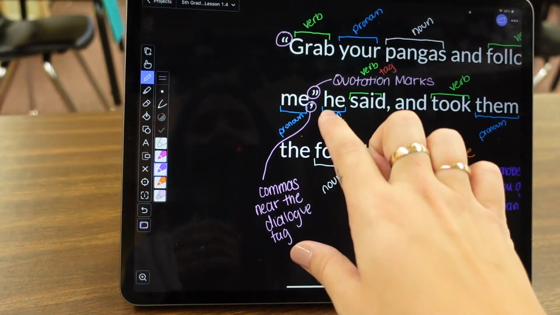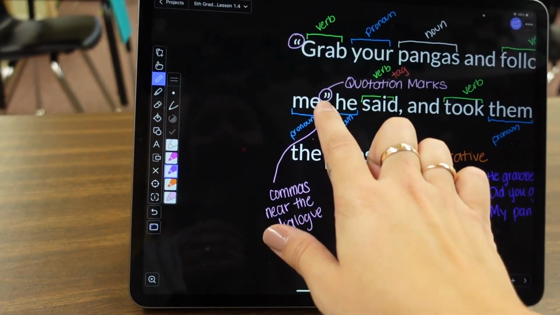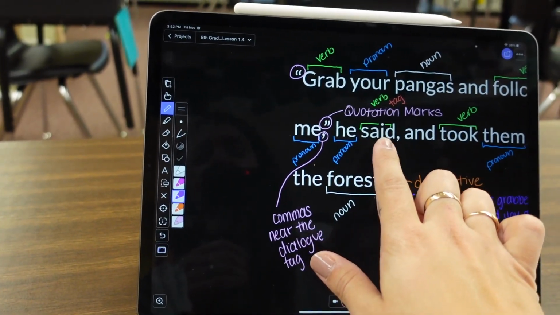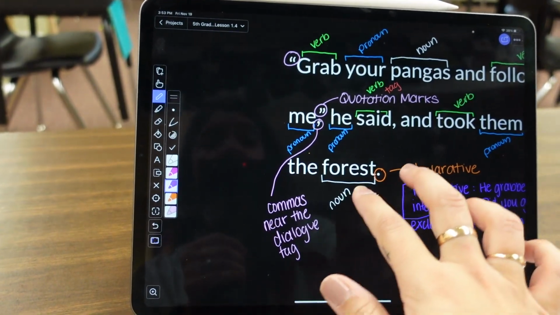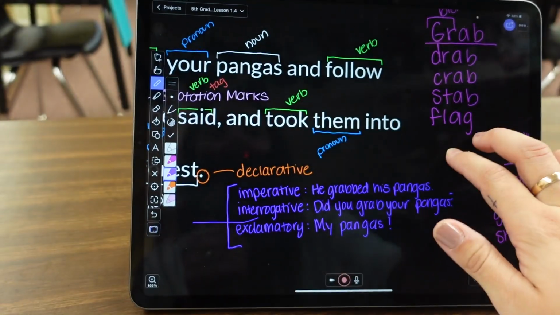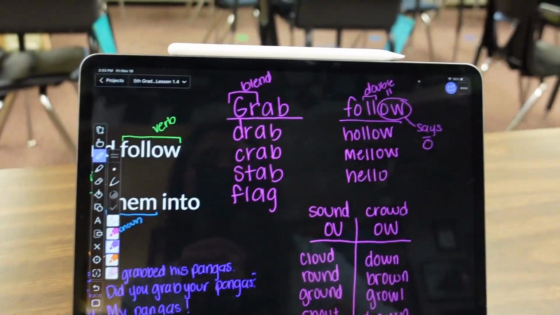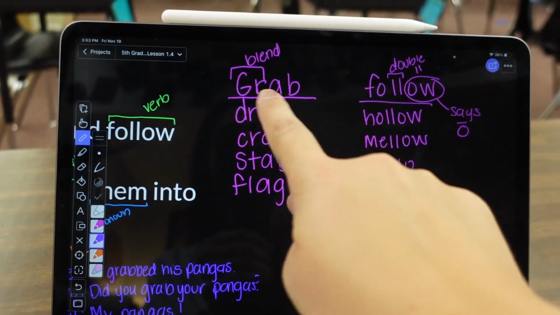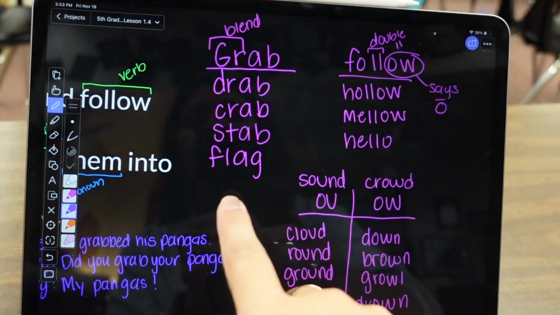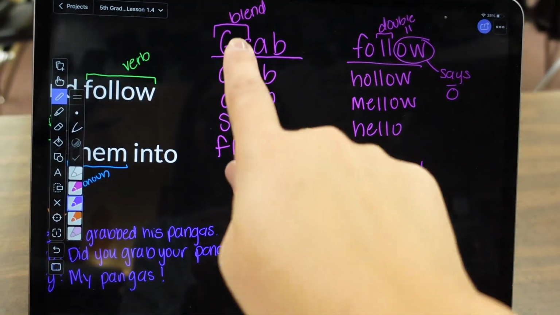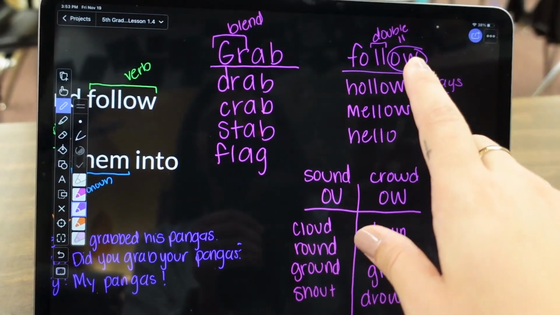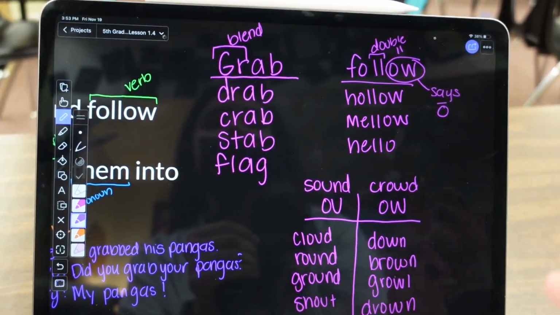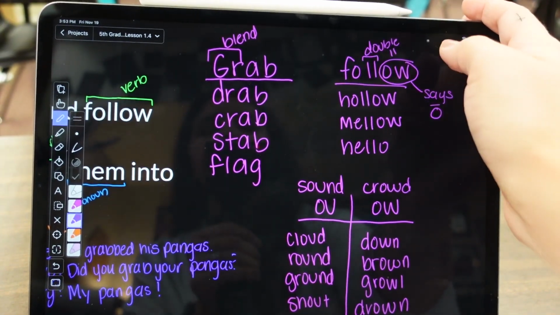Something else that we noticed were the commas and how the commas were always in close relation to the dialogue tag that we observed in that sentence. We also talk a little bit about word study. So in this case, we talked about the blends here. So we have grab, and then we came up with some different ones that we knew as far as the blends go. And then here we talked about the double L and other words that we knew with the double L that kind of followed this same pattern.